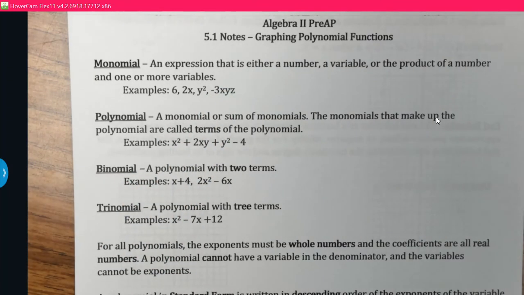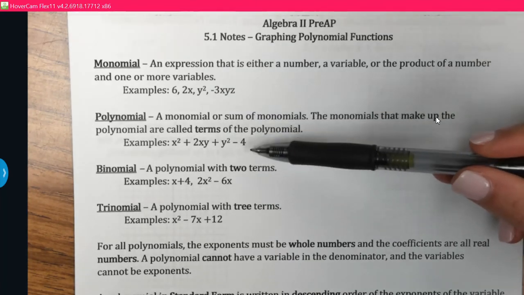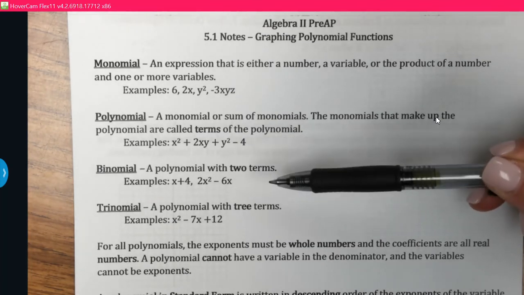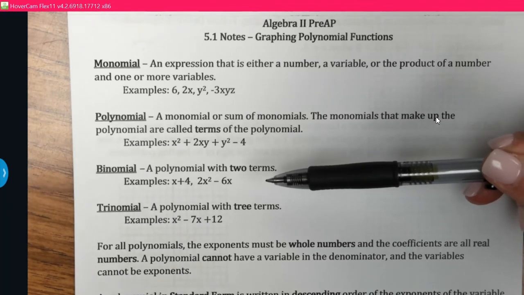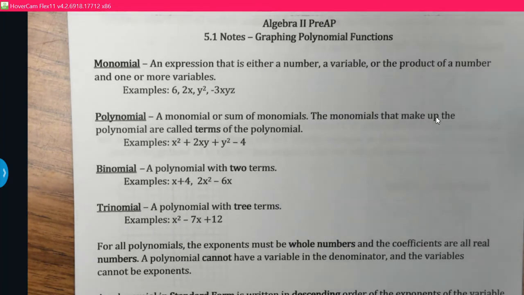Now, a polynomial is a monomial or sum of monomials. So the monomials that make up the polynomial are called terms of the polynomial. So x squared plus 2xy plus y squared minus 4 is one big polynomial. Now, you could also have a binomial, which is just two terms, x plus 4 or 2x squared minus 6x, or you could have a trinomial, which is three terms.